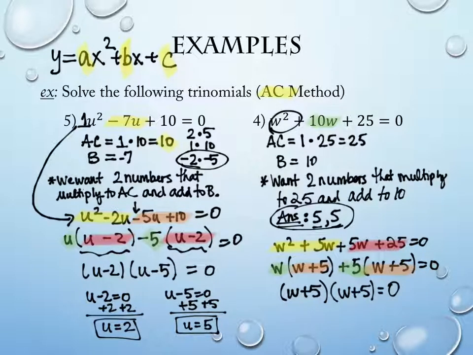Okay, we're like 1 minute from finishing this up. What would I do last? Yeah, you'll set each one equal to 0. But what do you notice about this one that hasn't happened before? Yeah, they're the same. So we're going to get the same answer twice, which is fine. We'll subtract our 5. So we only have one answer on this one, W equals -5.